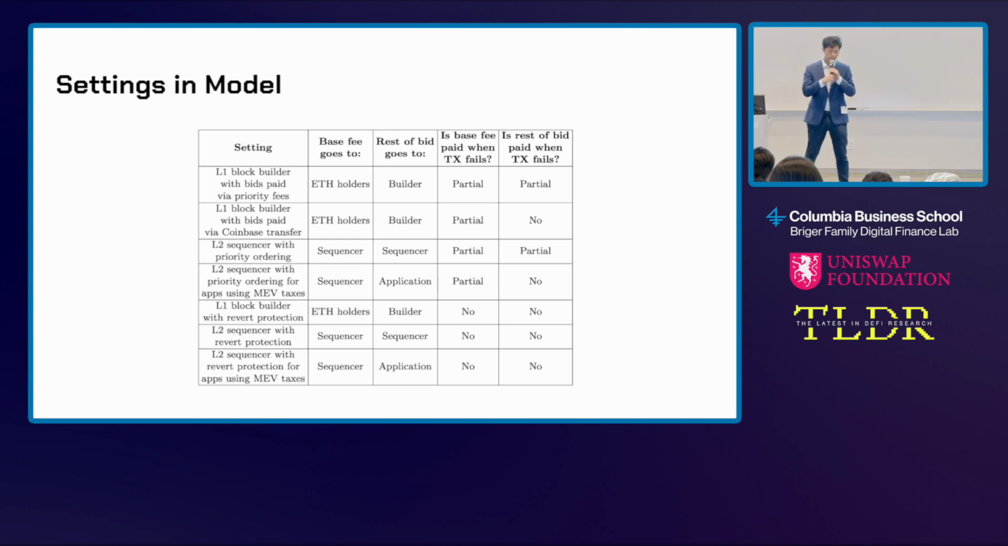To show how our previous settings now translate to our model, whenever we have a partial in these columns, you can think of it as R1 or R2 between 0 and 1. And whenever there's a no, you can basically write R1 or R2 as 0.